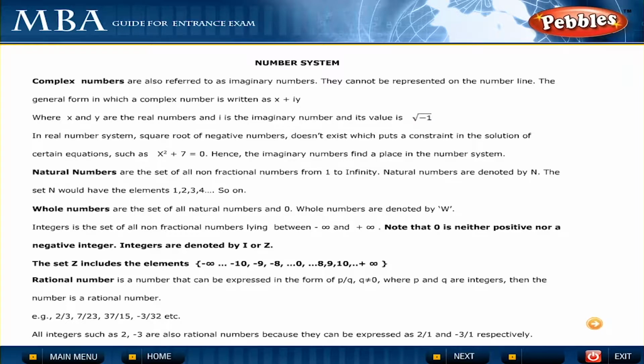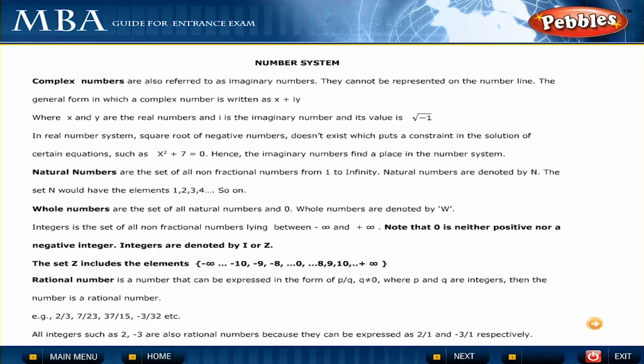In the real number system, the square root of negative numbers does not exist, which puts a constraint on the solution of certain equations, such as x squared plus 7 is equal to 0. Hence, the imaginary numbers find a place in the number system.